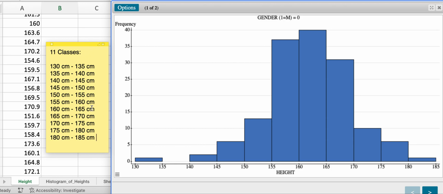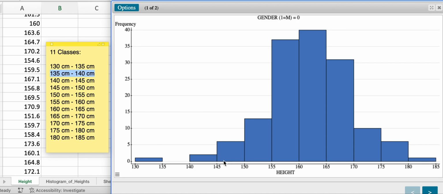The classes are broken up into, you can think of them as bins or categories. So how many of our data fall into heights that are between 130 and 135 centimeters? How many of our data values fall between 135 centimeters and 140 centimeters, and so on and so on. You can see here that each class width is 5. The difference between 135 and 130 is 5 centimeters. The difference between 140 and 135 is also 5 centimeters. So that's another unique characteristic of a histogram.